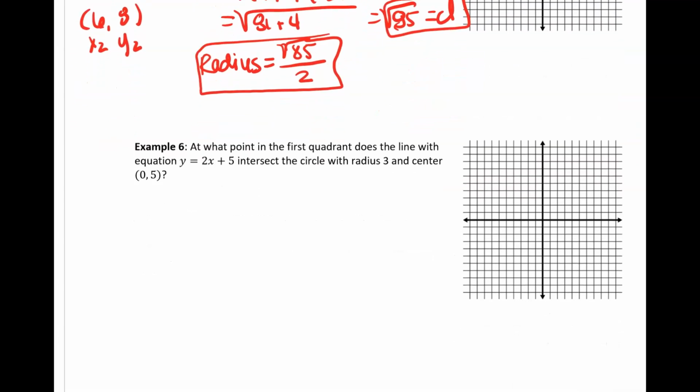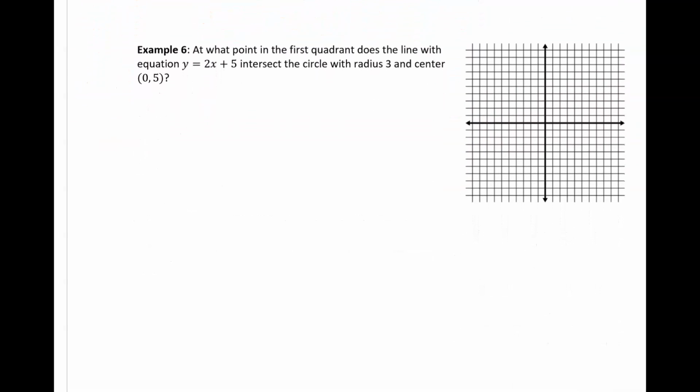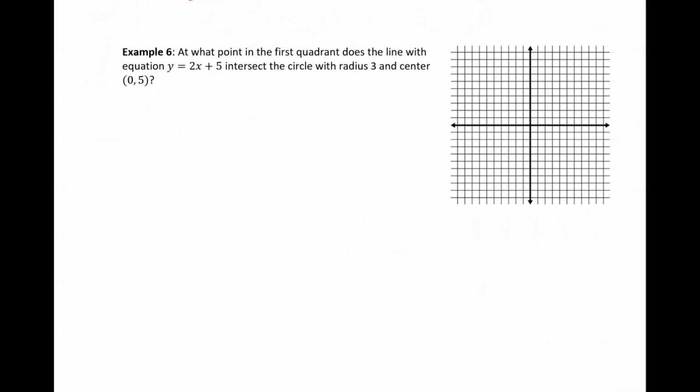Let's come back over here. Number 6. At what point in the first quadrant does the line with the equation y equals 2x plus 5 intersect the circle with a radius of 3 and a center of (0, 5)? So the first thing I want to do is create the equation of a circle. And in order for me to create the equation of a circle, we're going to have to pull our information here.